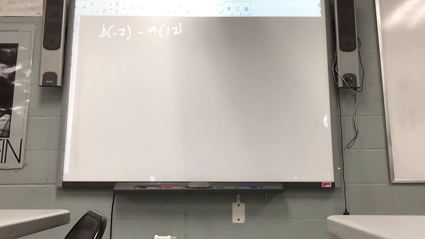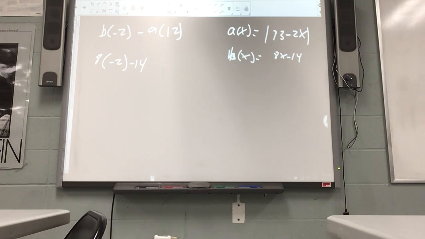minus a of 12. So my a function is the absolute value of 13 minus 2x. My b function is 8x minus 14. So first thing I have to do is plug these numbers into the right function and get an answer, and then finally I'll subtract those two answers. So b of negative 2, that would be 8 times negative 2 minus 14. Negative 30. Okay, so you've got negative 16 minus 14, and that is negative 30.